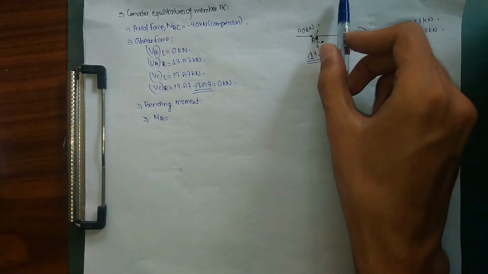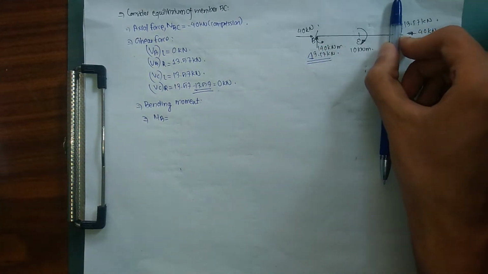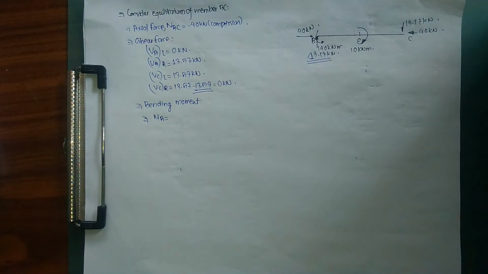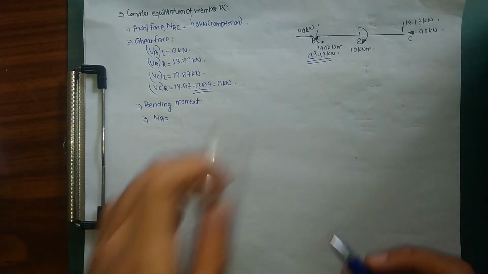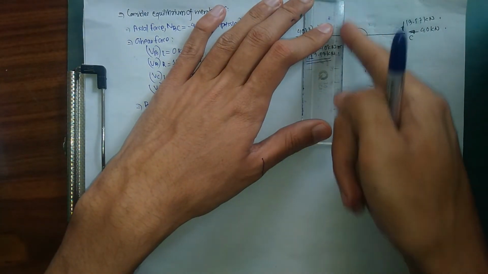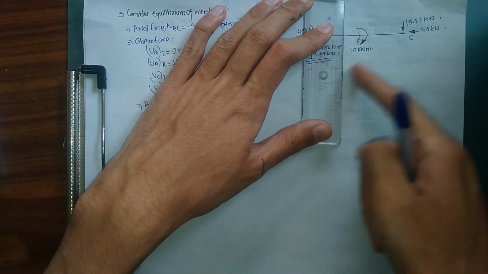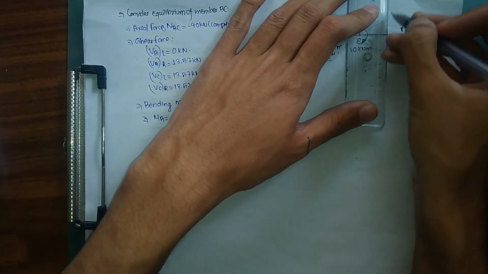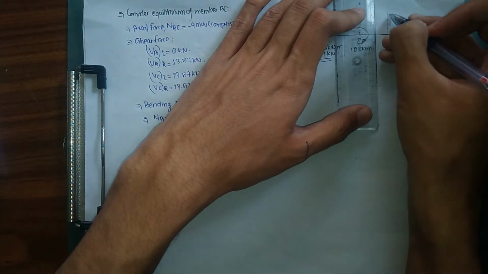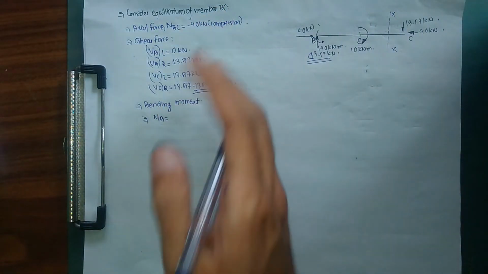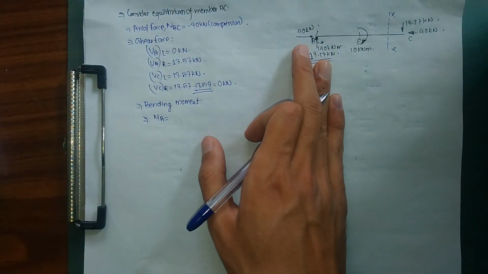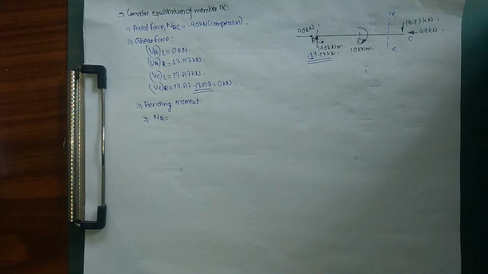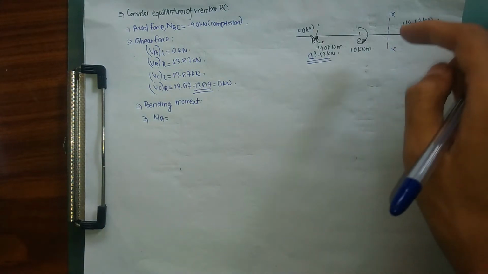Are we going to take it over here, or over here, or over here? In order to answer that question, we are going to take our section XX where we can incorporate the maximum number of forces. As you can see, if I take my section XX over here, this 10 kilonewton per meter is going to get avoided. If I take my section XX over here, all my forces are going to be included for our bending moment of B. So simply we are going to take our section over here.